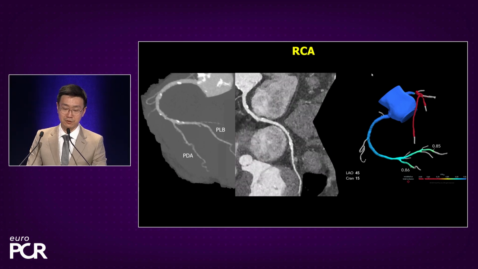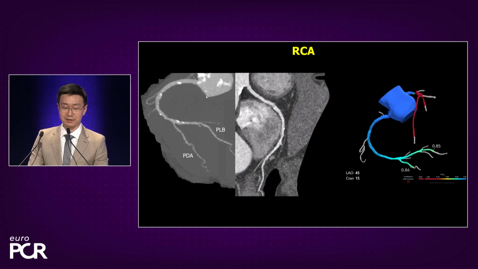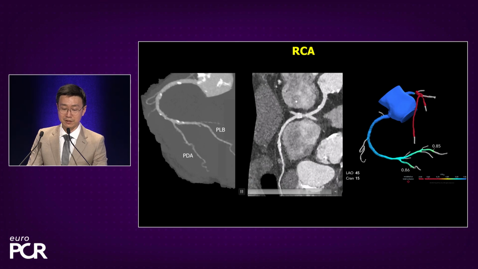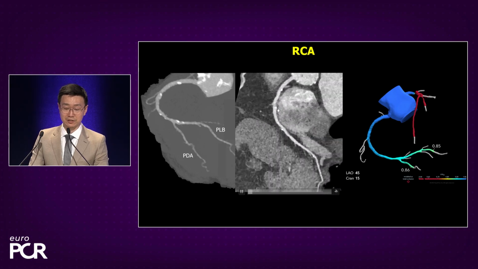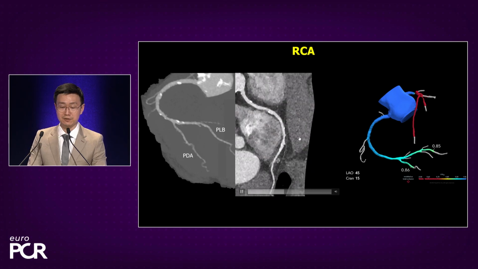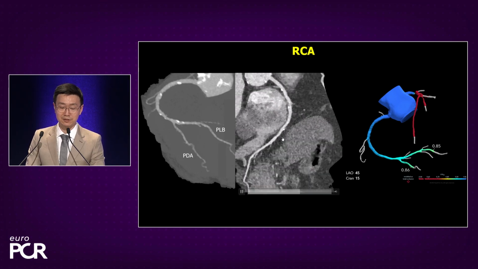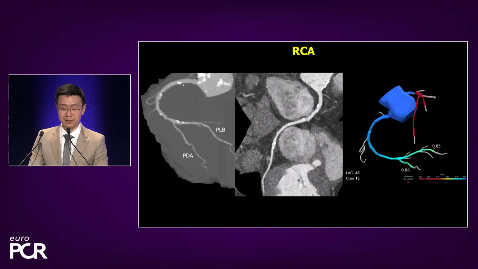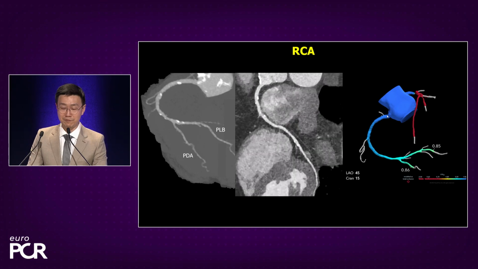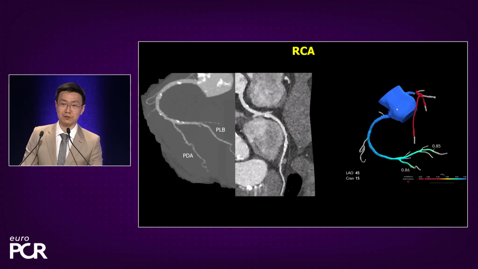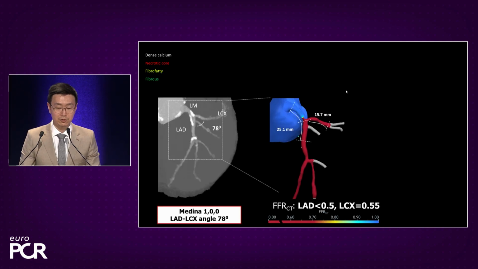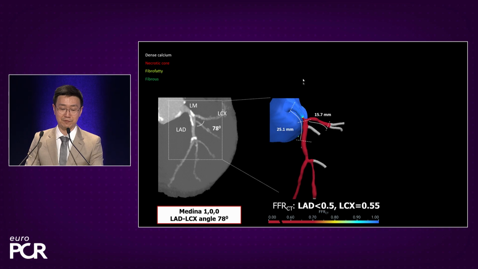Now we take a closer look at the right coronary artery. In this maximum intensity projection, as well as this multiplanar image, you can appreciate that there is some non-obstructive stenosis in the middle of the right coronary artery, as well as some plaques in the distal right coronary artery. There is some calcium over there and there, but as you can see in the FFRCT, the lesion is not causing significant stenosis. So we can now focus on the left main bifurcation.